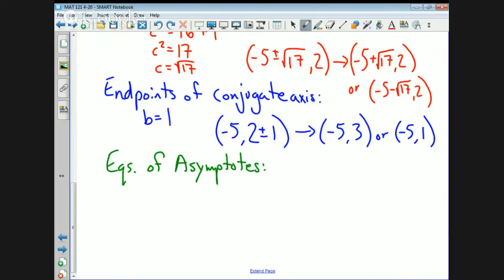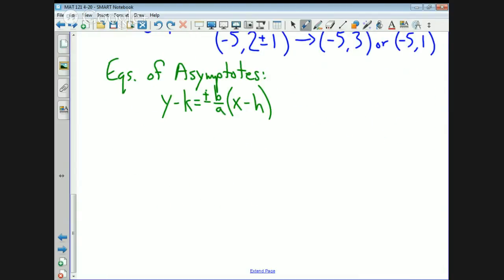Equations of the asymptotes, basic form is y minus k equals plus or minus. In this case, it will still be b over a, and then quantity x minus h. So we'll have y minus 2 equals plus or minus 1 over 4 times the quantity x plus 5.